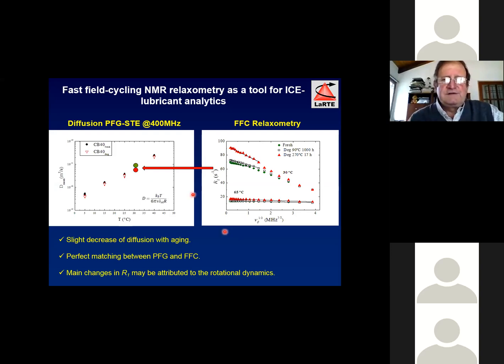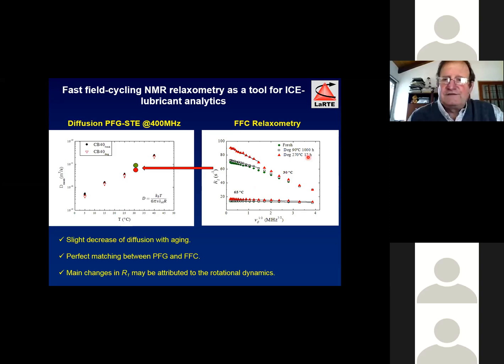This is an important point I want to show you. This is a diffusion experiment using pulse field gradient measured at 400 megahertz. This point, this, and this, okay? And we see that there is just a slight decrease of the diffusion after the degradation.